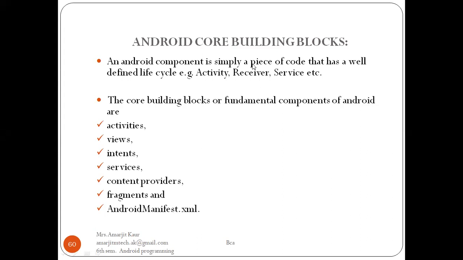An Android component is simply a piece of code that has a well-defined life cycle, for example, activity, receiver, service, etc. The core building blocks or fundamental components of Android are: first is activity, next are views, third one is intents, fourth is services, next is content provider, next is fragments, and the last one is the AndroidManifest.xml.